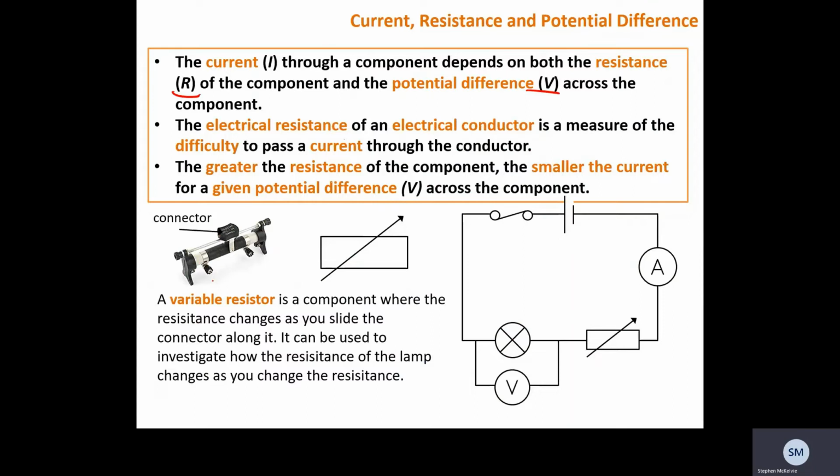This is a variable resistor. It can also be called a rheostat. And you can change the resistance. By sliding this up and down this long twist of wire, you can change the resistance that is in a circuit. This is the symbol for a variable resistor. I've seen it come up about 3 times in past papers. A variable resistor is a component where the resistance changes as you slide the connector along it. It can be used to investigate how the resistance of the lamp changes as you change the resistance of the circuit, perhaps?